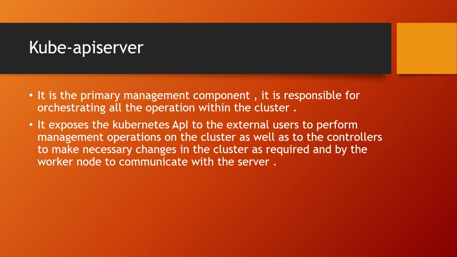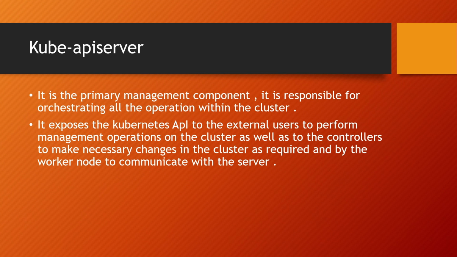Okay. Now let's talk about the next component, and that is the Kube API server. This is basically the heart of the Kubernetes cluster, and it is a primary management component which is responsible for orchestrating all the operations within the cluster. Each component which I am talking about now is directly or indirectly interacting with the Kube API server, and it is the primary management component of your entire control plane. It exposes the Kubernetes API to the external users to perform management operations on the cluster, as well as to the controllers to make necessary changes in the cluster as required, and to the worker nodes to communicate with the server.